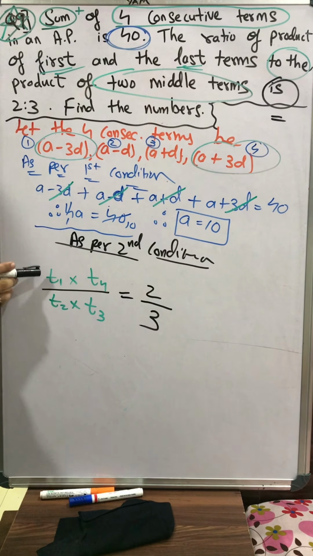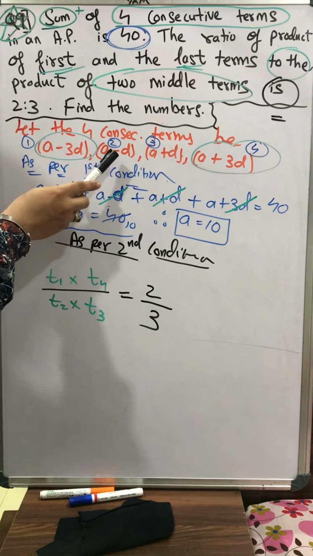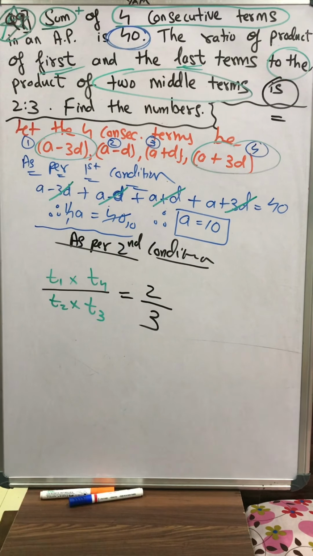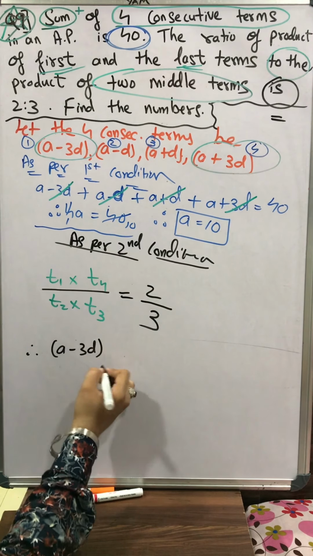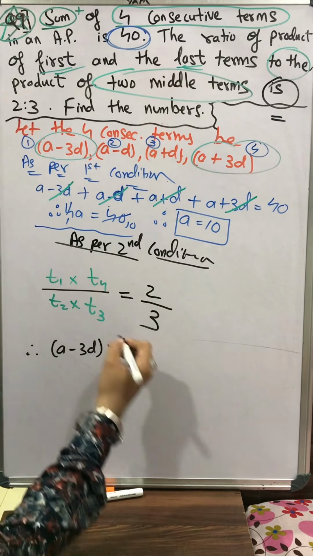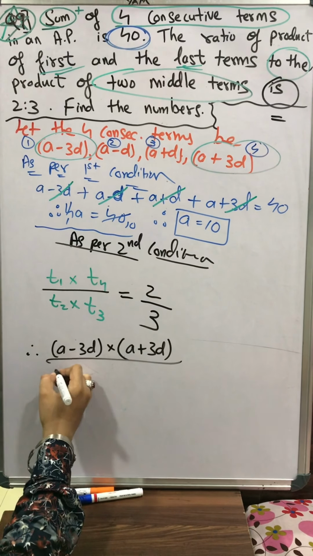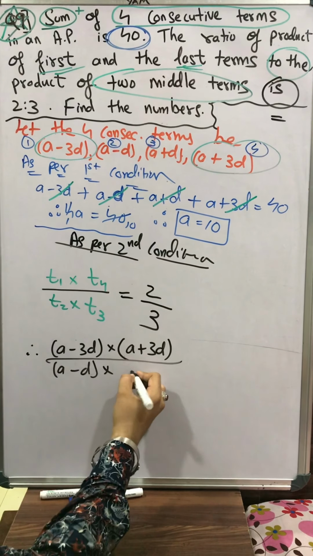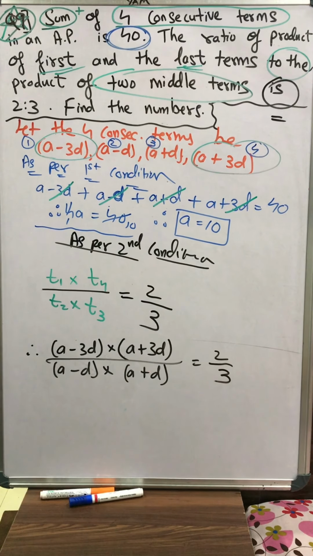That's it. At the place of t1, a minus 3d. At the place of t4, a plus 3d. At the place of t2, a minus d. At the place of t3, a plus d. Let's do it now, students. So this will be, at the place of t1 a minus 3d multiplied by, at the place of t4 a plus 3d, the whole upon, at the place of t2 a minus d, at the place of t3 a plus d, is equal to 2 upon 3.